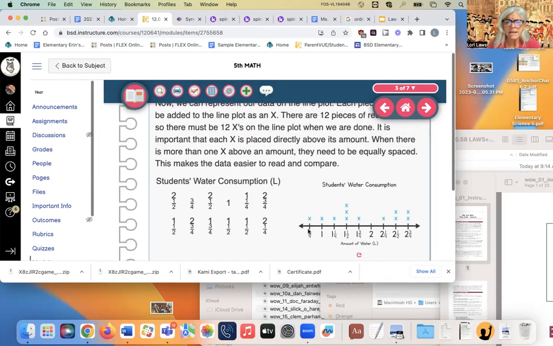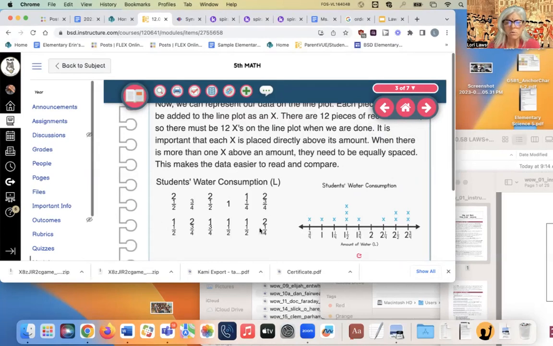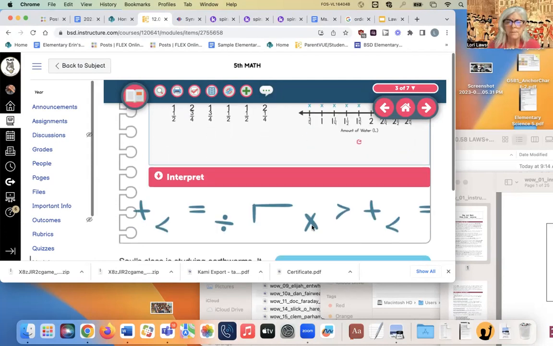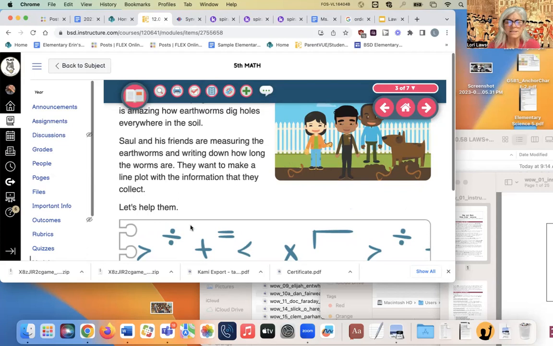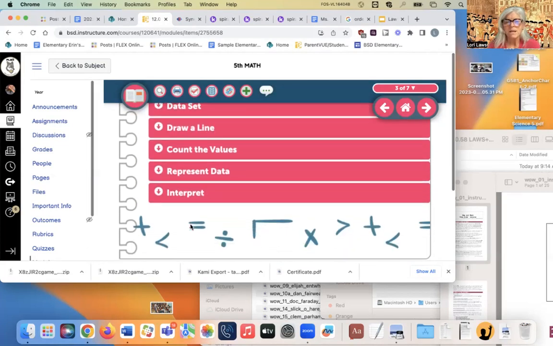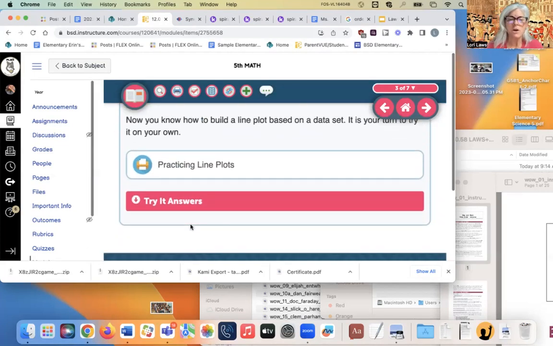Then you're going to add little check marks for every single one of these. So you start with this one, 2 1/2, and you put a check mark. Then you go to 3/4 and you put a check mark. Then you go to 2 1/2 and put a check mark, right? And finally, you're going to interpret the data. Oh, this is a different one. All right. So again, these are the steps they're having you go through.